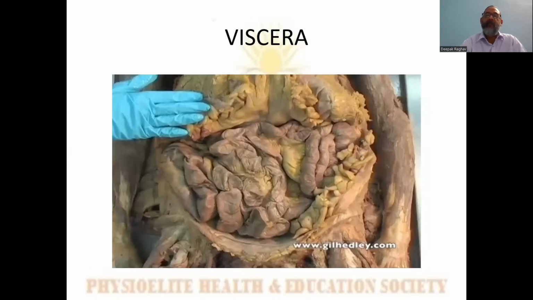Right? Then next is the viscera. When we remove this greater omentum, the visceral organs are visible. Then you can easily see the intestinal structures in the abdominal cavity.